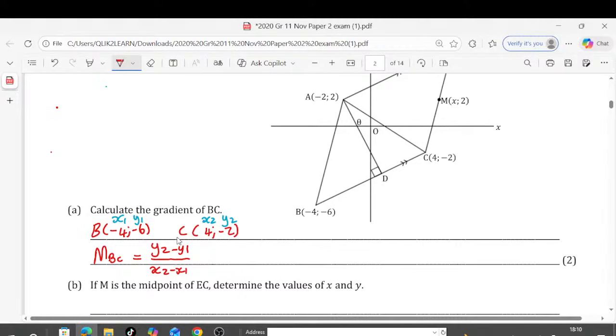Can you see that this will be easy for you to calculate the gradient, because already you know what your y2 is and what your y1 is. So y2 is -2, we minus y1. But now look at this, y1 is negative. We need to put it inside the bracket, and everything will be divided by x2, which is 4, minus x1, which is also negative. We need to put it inside the bracket. So now the top part, we're going to have -2 plus 6, which will give us +4. Everything is divided by 8. So the gradient of BC is just 1/2.